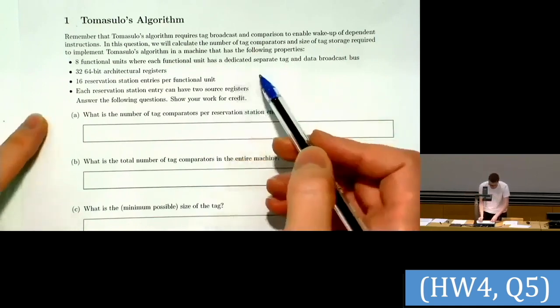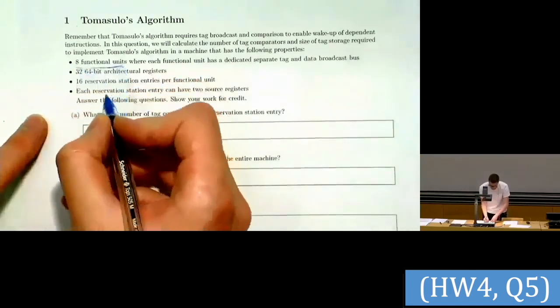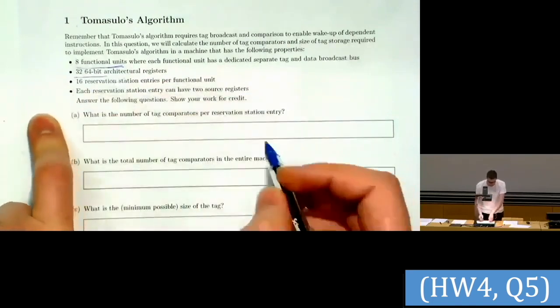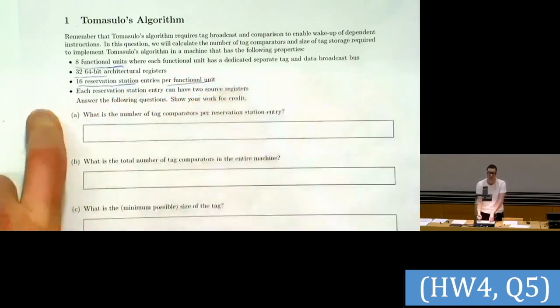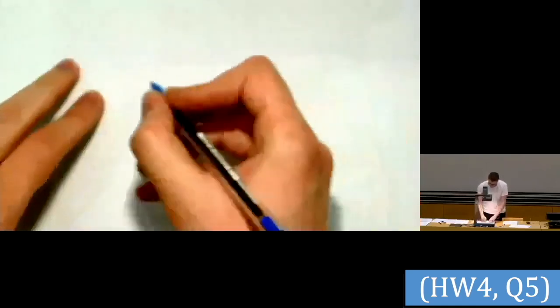It defines those properties: you have 8 functional units and 32 registers, and each register is 64 bits wide. And you have 16 reservation station entries per functional unit. So you have a reservation station for each functional unit, and you have 8 of those, and each reservation station will have 16 entries. It will look something like this.